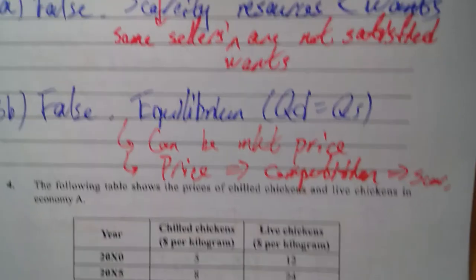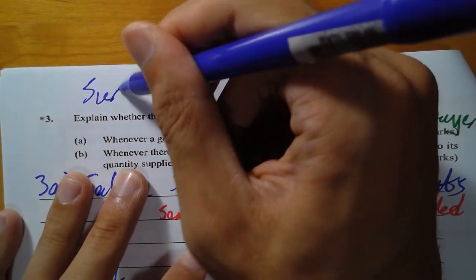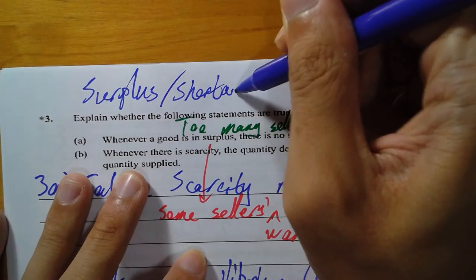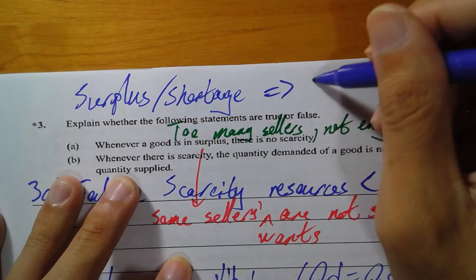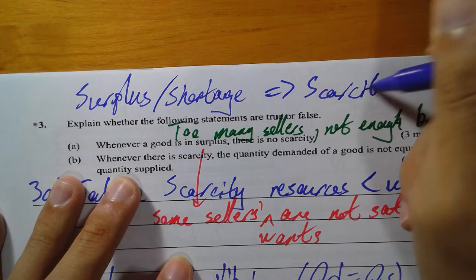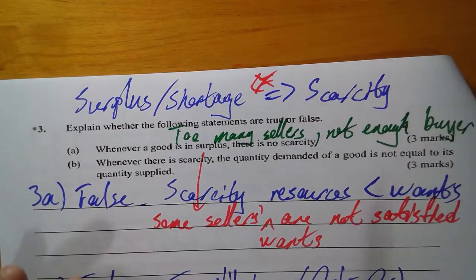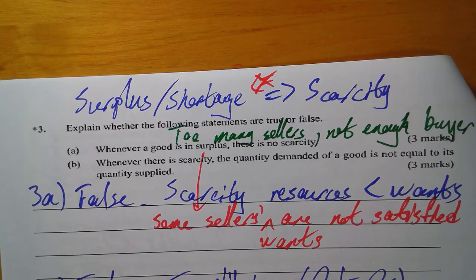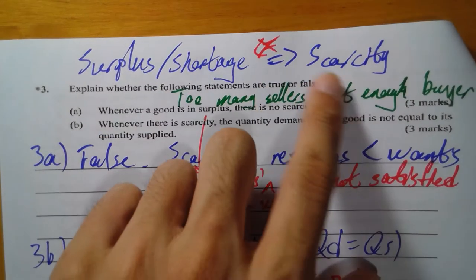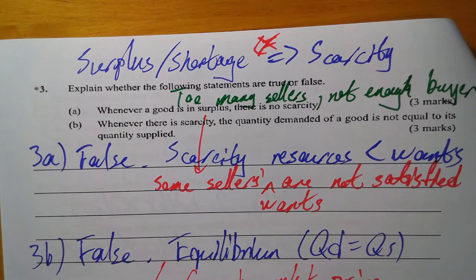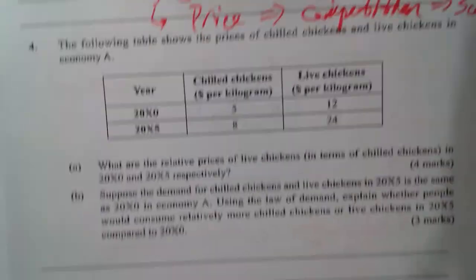The only relationship here is that if there is surplus or shortage, then there must be scarcity. You cannot go this way. No, not this way. Okay, this is the only acceptable argument, only acceptable logic in this topic. Okay, 行不行啊? So, moving on.